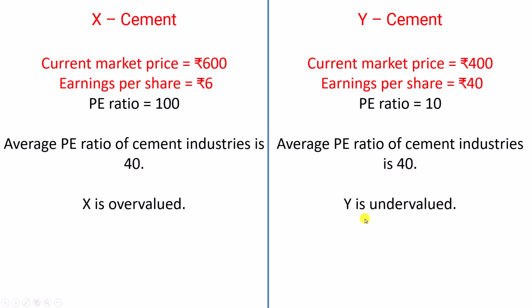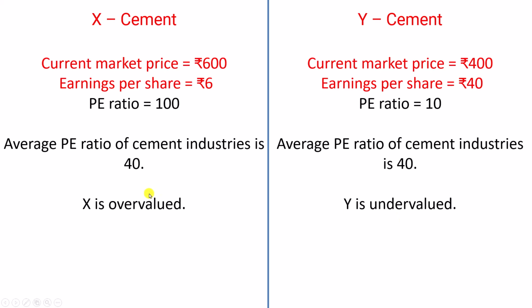Here, company Y is undervalued because the PE ratio of company Y is lesser than the average PE ratio of the cement industry, 40. So here it is 60 more than 40, here it is 30 less than 40. So X is overvalued, Y is undervalued. Okay. Now, why is it overvalued? Why is it undervalued? There will be many reasons which you will have to find.